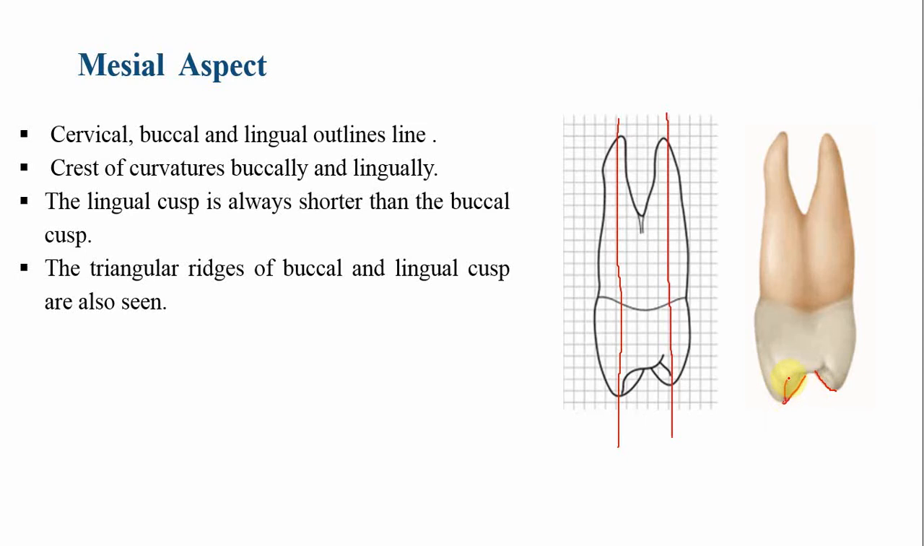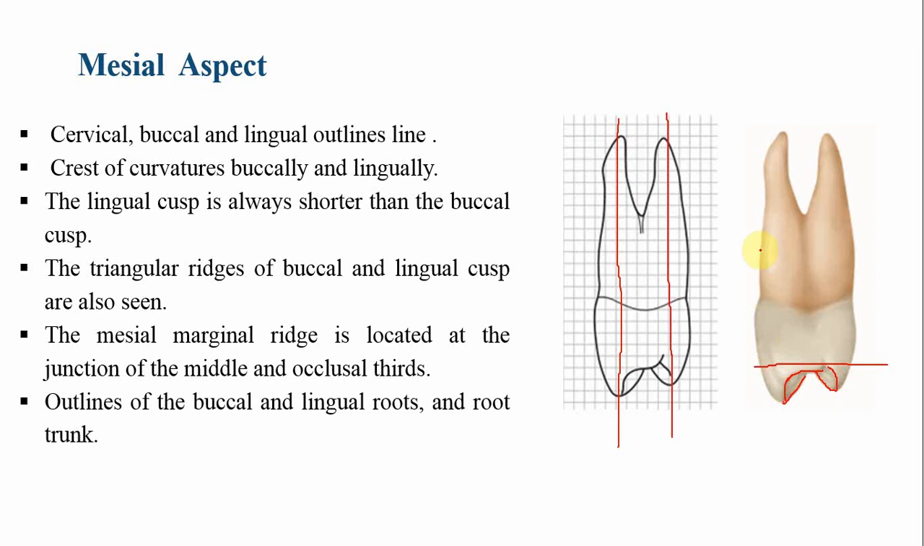Here we can see the cusp ridges. This is the mesiobuccal cusp ridge, and this is the mesiolingual cusp ridge, while this is the mesial marginal ridge. The mesial marginal ridge is convex, as is noticed here, and located at the junction between the middle and occlusal thirds of the crown.